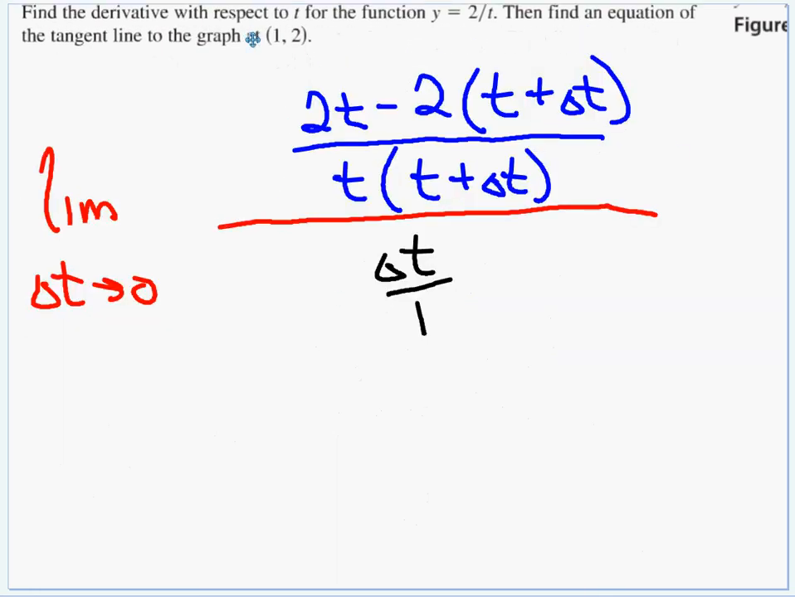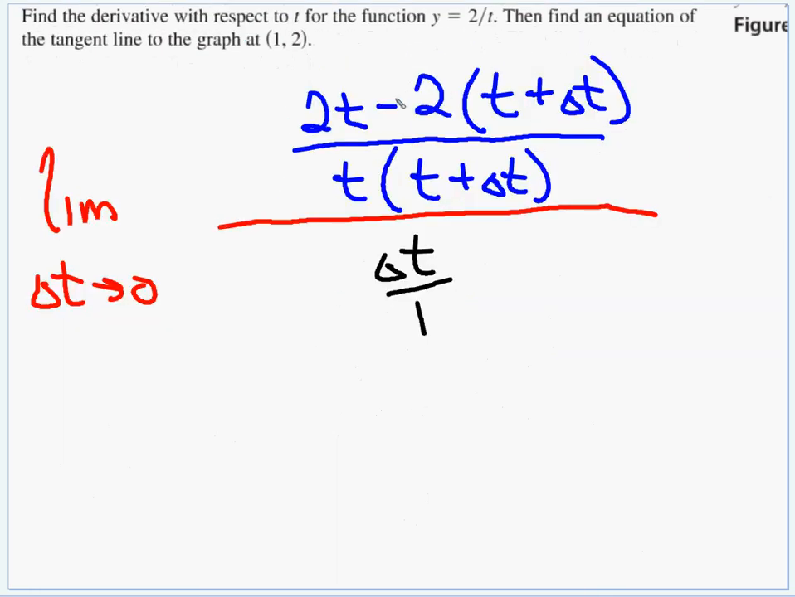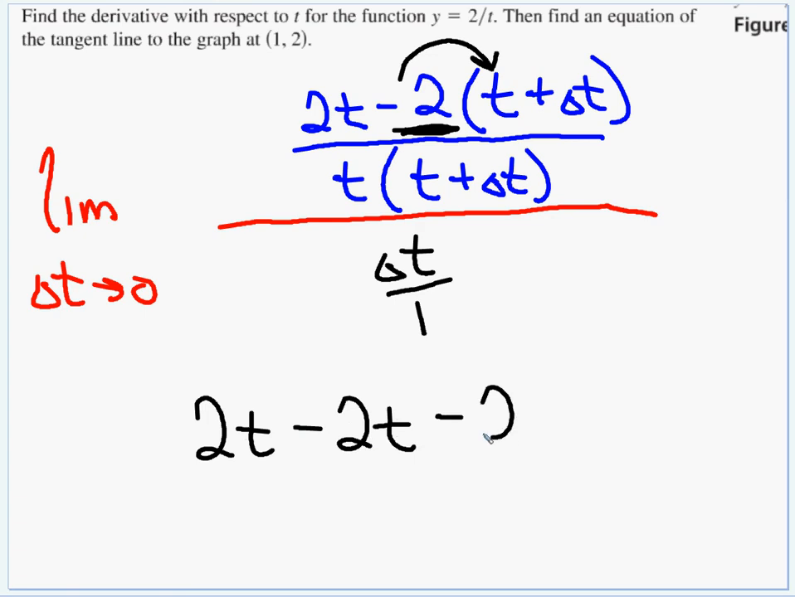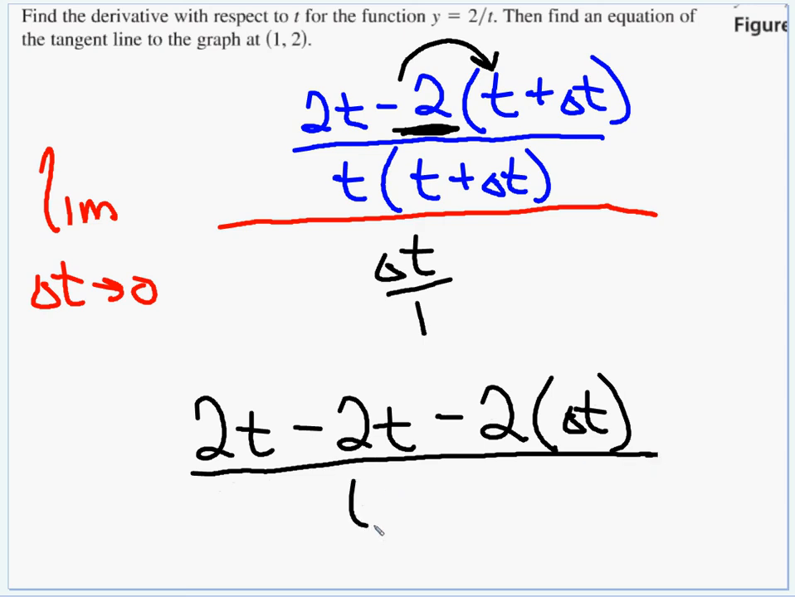And we let the algebra flow. This negative 2 we're going to distribute. So that's going to be a negative 2t. Let me write it down here. We have a 2t, and then we distribute: negative 2t minus 2 delta t. Our denominator for that part is still t times t plus delta t.